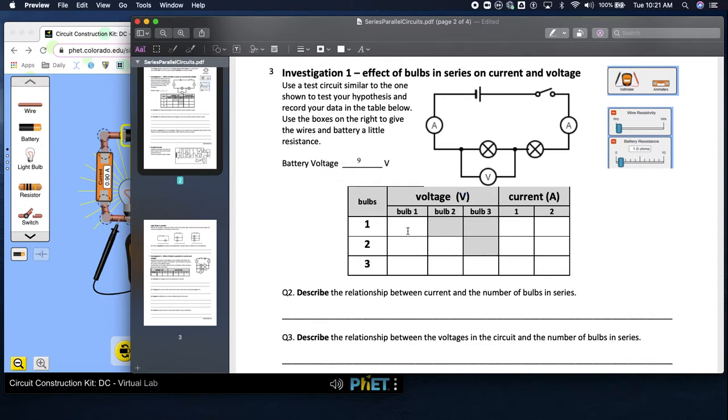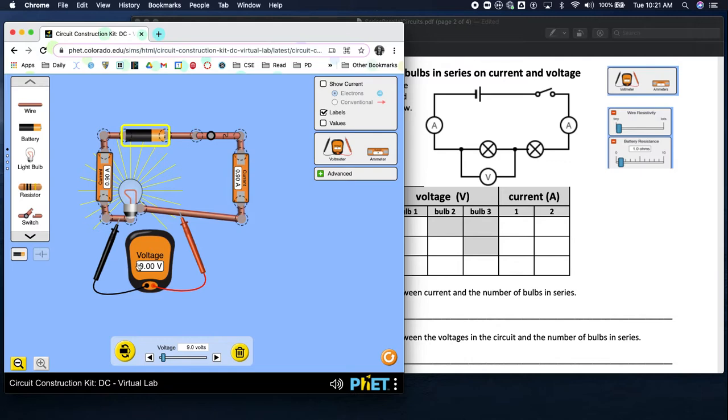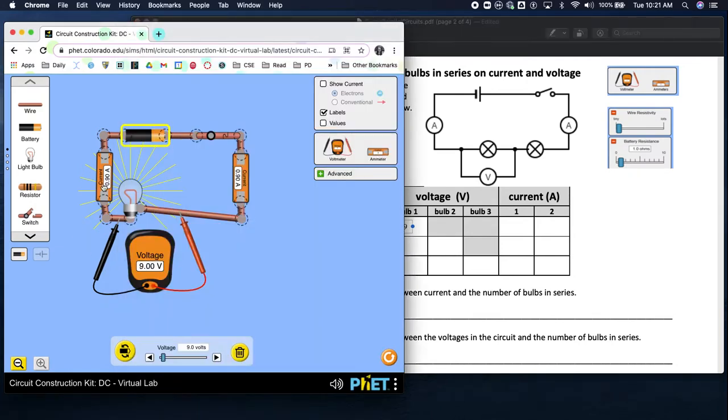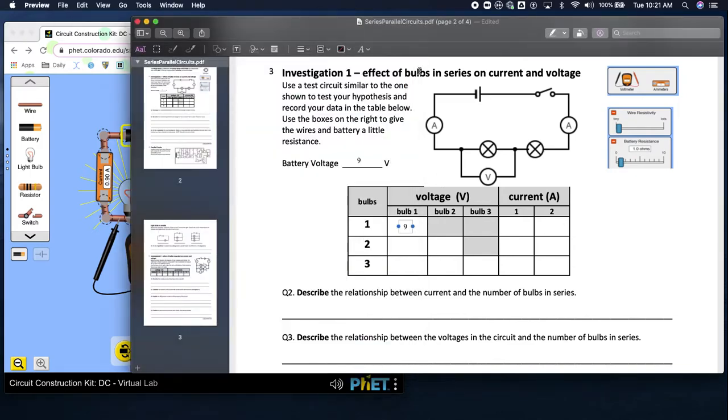Okay, now, what is the voltage when I'm just using one bulb? It's 9 volts, okay? And it should be 9 volts because my battery is putting out 9 volts. Bulb 1 is sharing none of this voltage with anybody else, so bulb 1 is using 9 volts. Now let's look at our ammeter. Our current is 0.9 amps. Our second ammeter is the same, 0.9 amps.